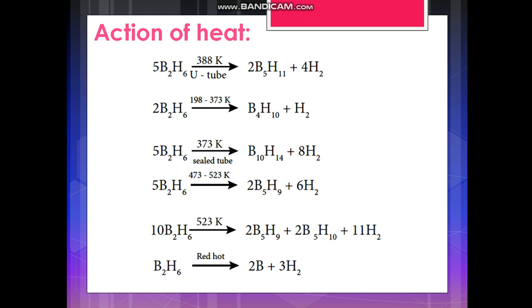Action of heat on diborane. We are taking it in a U-shaped tube, and at 388 Kelvin it forms B5H11. At 198 to 373 Kelvin it forms B4H10. B2H6 at 373 Kelvin forms B10H14. At 473 to 523 Kelvin B5H9 is formed. B2H6 at 523 Kelvin forms B5H9, B5H11, etc., a combination of boranes plus H2. B2H6 at red hot condition gives boron.